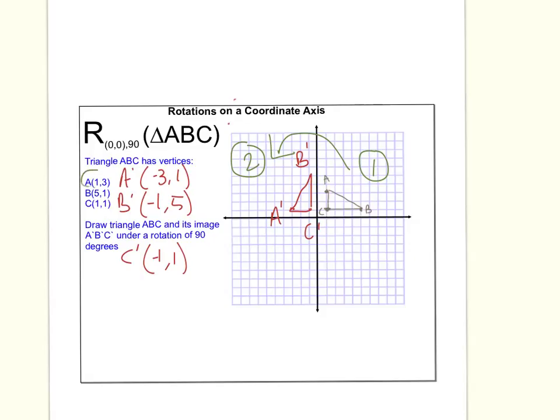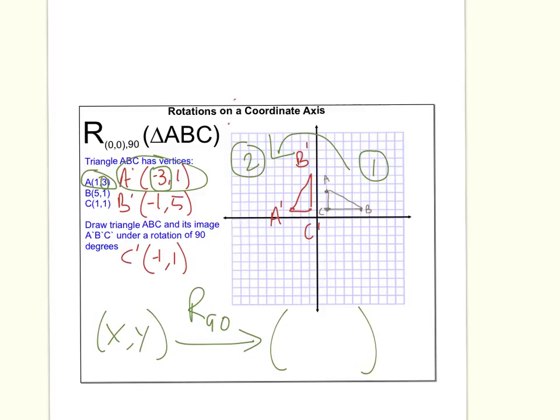So just take a look at A and A prime. Notice how the coordinates switched. The x and y coordinates switched. The 3 moved to the front, the 1 moved to the back, and the 3, which was the y coordinate, became -3. So we're going to make a general rule here and say that if you take any point, x, y, and you rotate it 90 degrees about the origin, that point is going to switch spots here. The y comes in the front, the x goes to the back, and the y is negative. So this is a very important generalization of what just happened when we rotated triangle ABC 90 degrees around the origin on this coordinate axis.